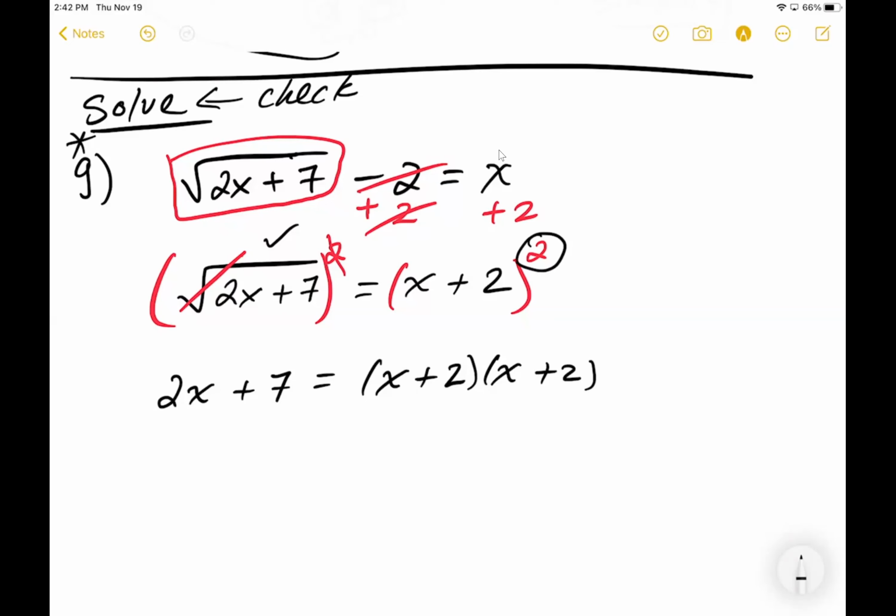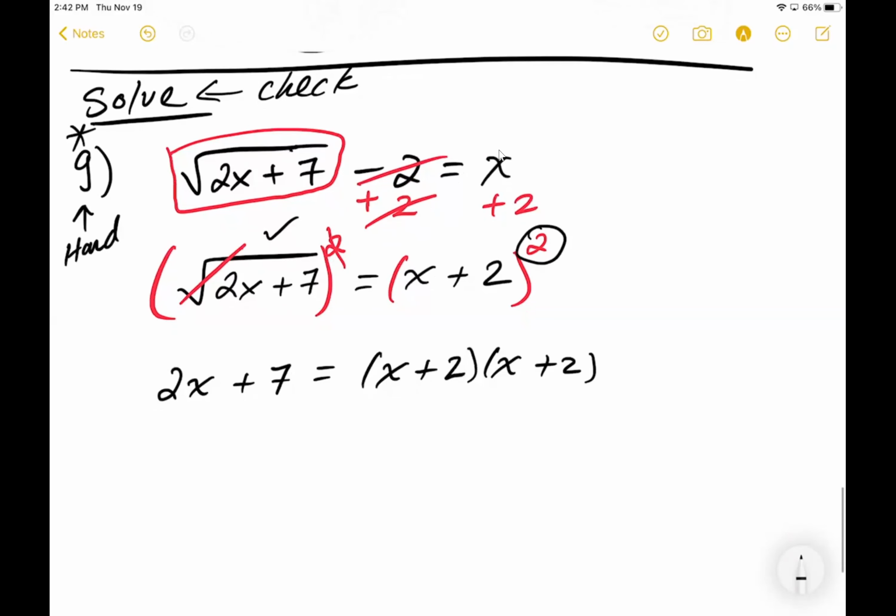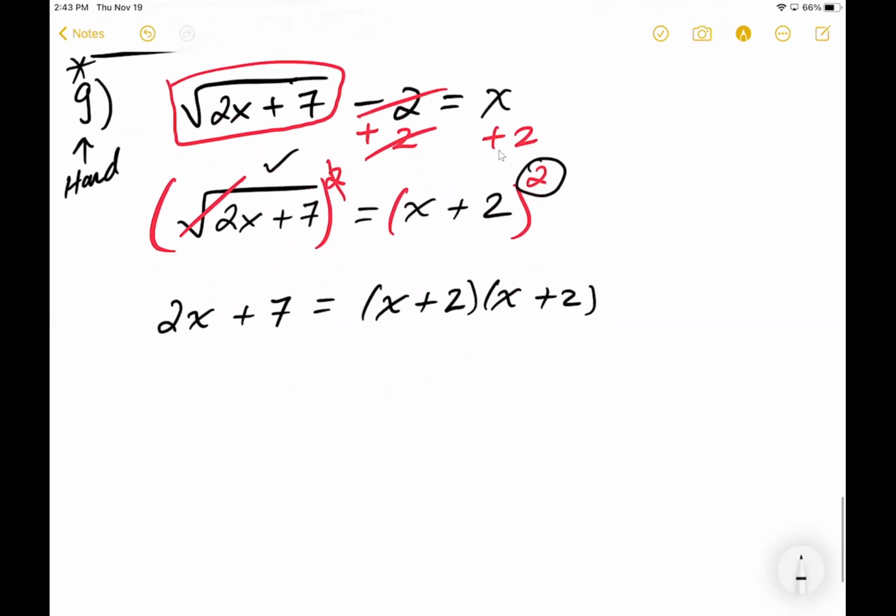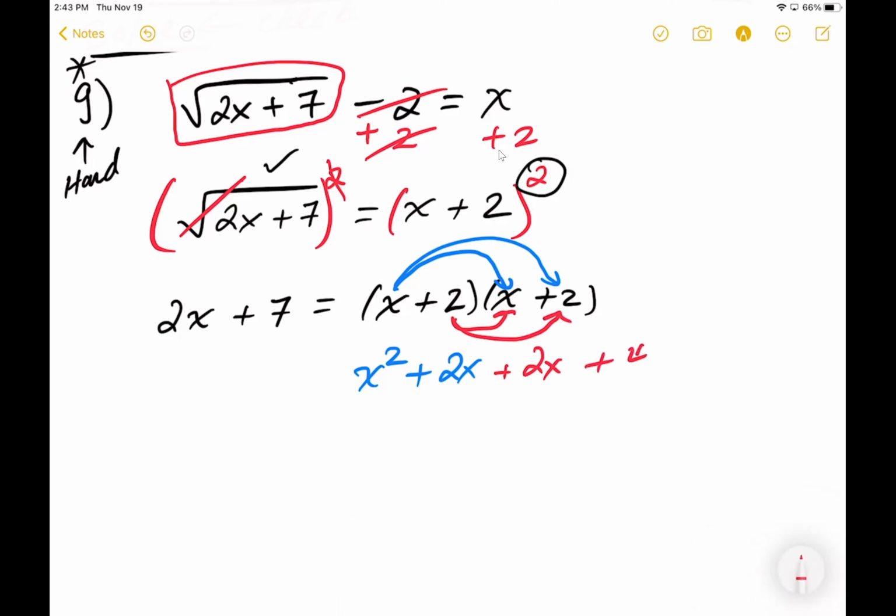The first thing to do is to move it to the other side to get your radical by itself. Secondly, you need to FOIL this in. So if you FOIL this, this is what we have, right? We take the x times the x. The x times the x is x squared. The x times the 2 is 2x. And then the 2 times the x is 2x, and the 2 times the 2 will give you 4.